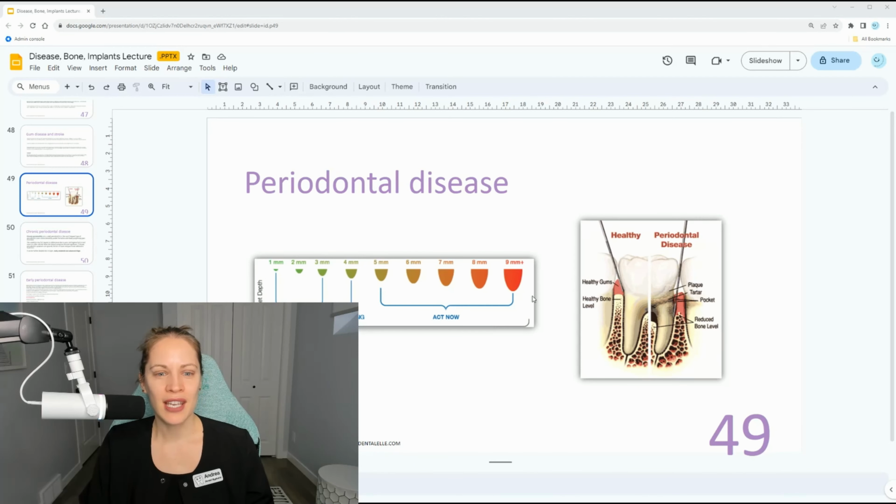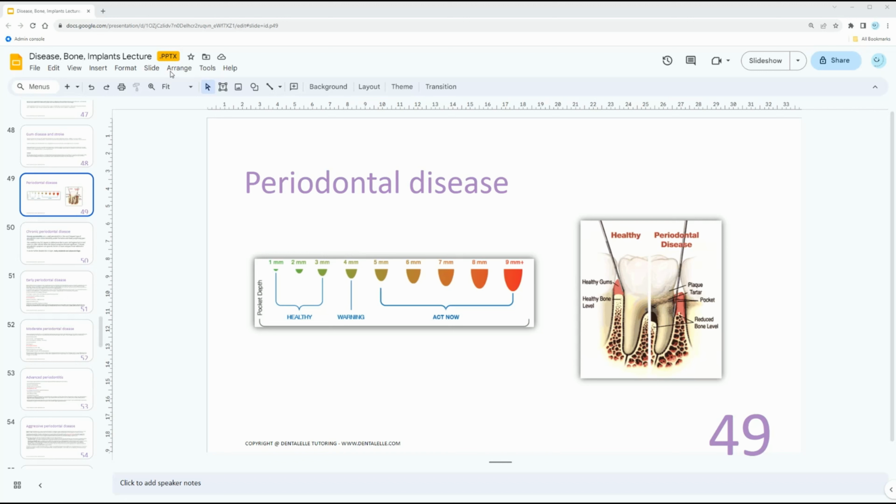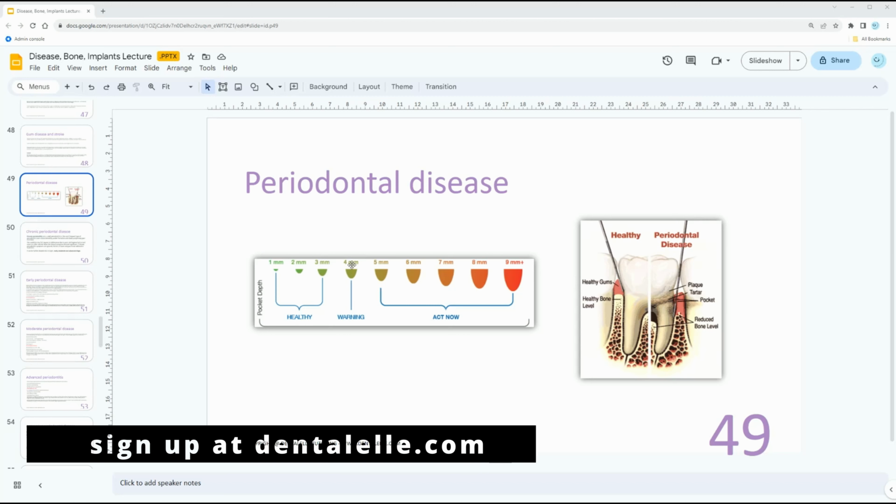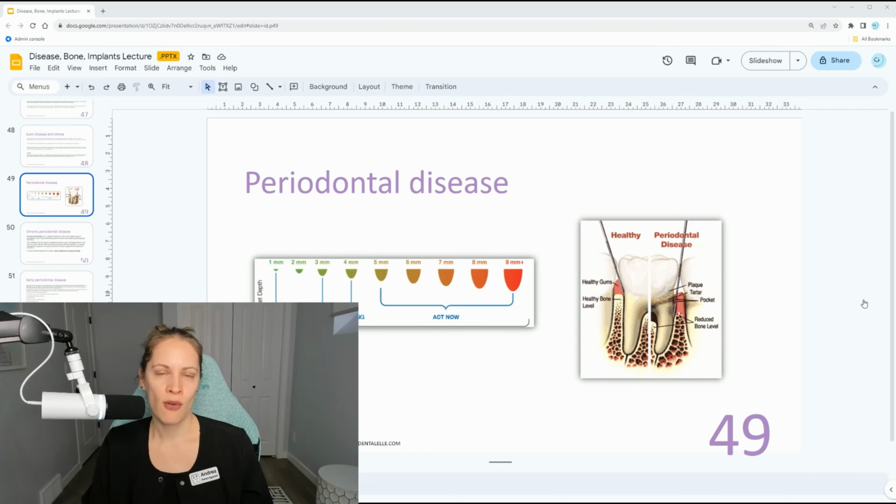So looking at periodontal disease here, the main thing that I want to bring to your attention is you have to remember, as soon as you have a 4 millimeter pocket, this is an early sign of perio. How do you know there's a 4 millimeter pocket? You have to probe. So for dental assistants, you don't have to know the specifics about perio, which is nice because that's more for the dentist and the dental hygienist to have to worry about.